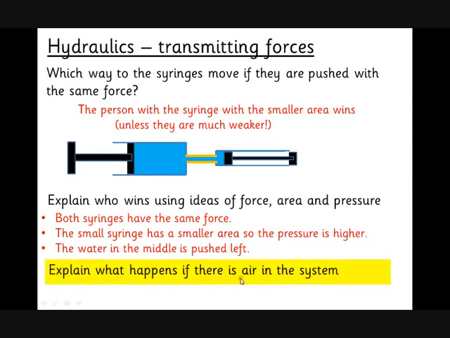An important thing about hydraulics, if there's air in the system, well, you can squash air. Because air can be compressed, it doesn't transmit the pressure very well. If you push hard on both ends, you're likely to just end up with both ends going in and the air in the middle getting squashed.